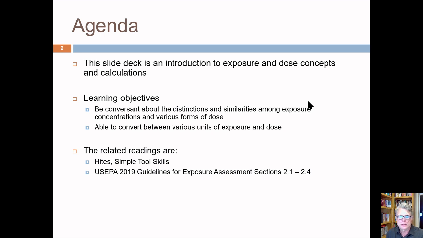This slide deck is an introduction to concepts of exposure and dose and calculations that involve them. The learning objectives are for you to be conversant about the distinctions and similarities among exposure concentrations and various forms of dose. Another learning objective is for you to be able to convert between various units of exposure and dose.